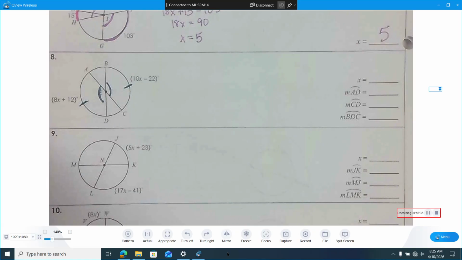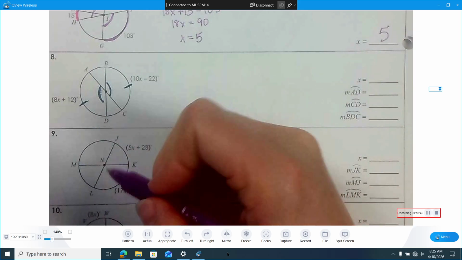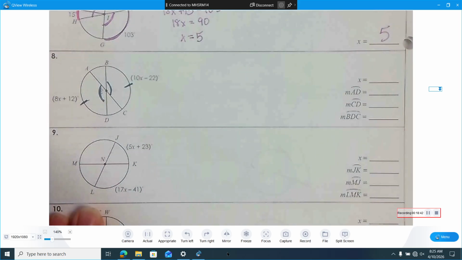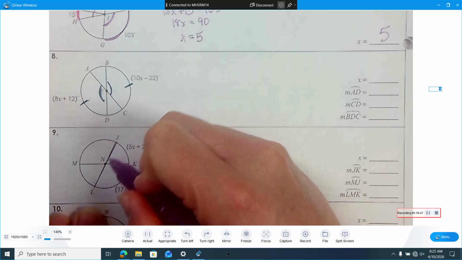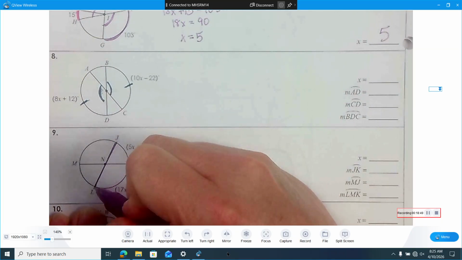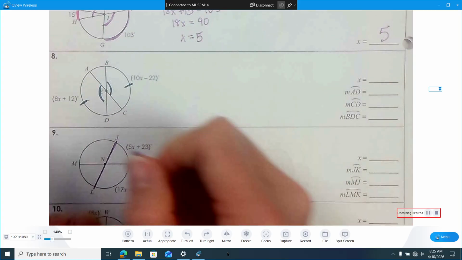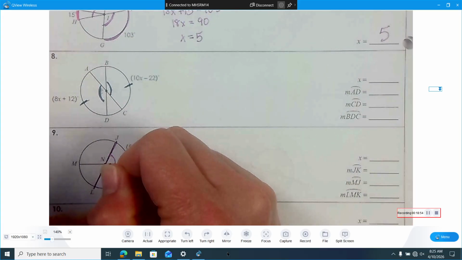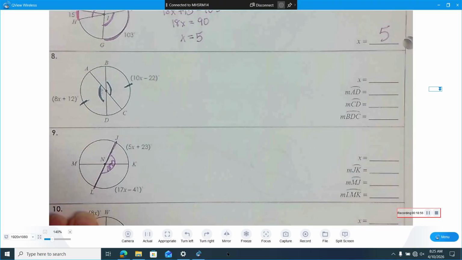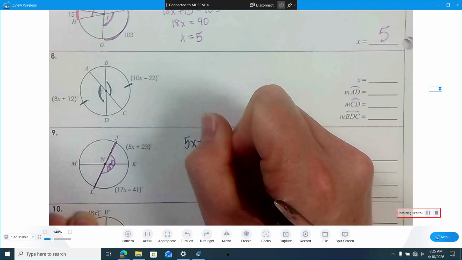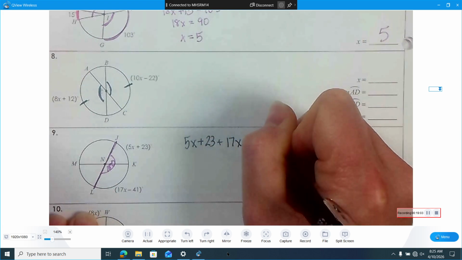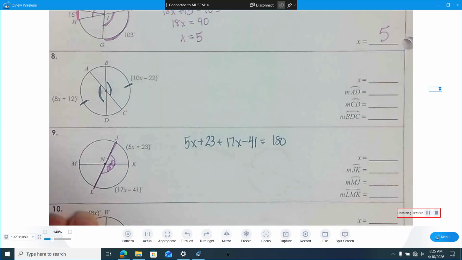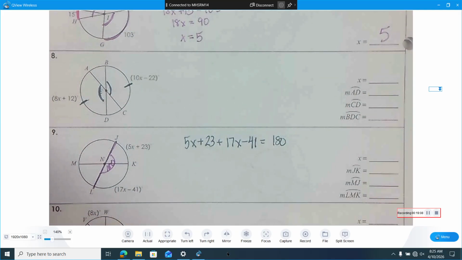What do you notice about number 9? They add up to equal 180. How do you know that? Because there's a thingy going down the middle. Yeah, a diameter would be the word I think you're looking for. All right. So a diameter here, which means that we have to have 180 degrees on that diameter. And so we can add these together. 5x plus 23 plus 17x minus 41 should equal 180 degrees. Let's finish this one up.